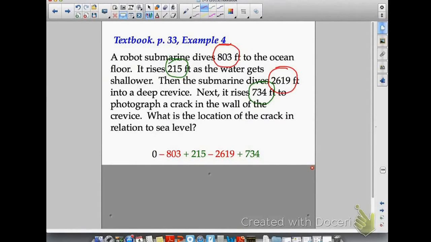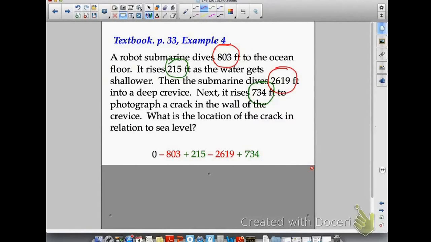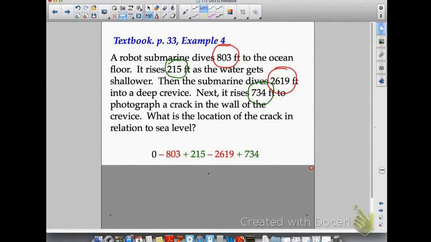And then it rises 215 feet. And then it dips 2,619 feet. And then it rises 734 feet. Now, tell me, using your math sense or common sense, is your final value going to be positive or negative? The reason I'm asking is sometimes students write a value that's not supposed to be there because they're not applying common sense.